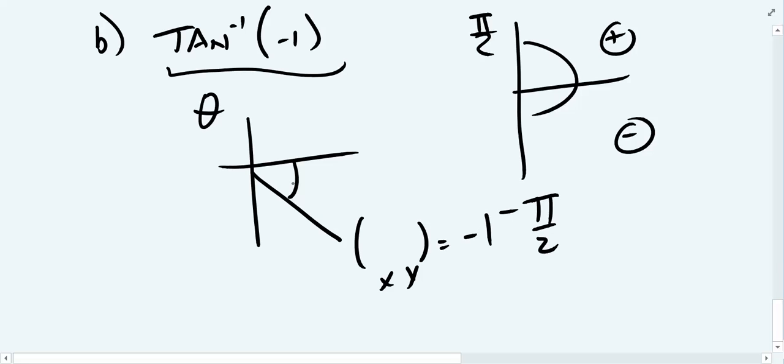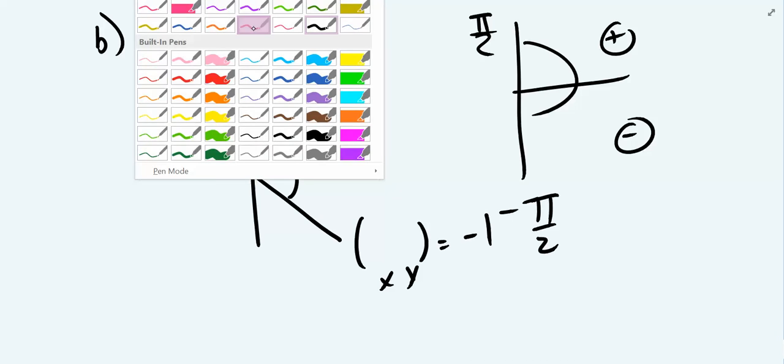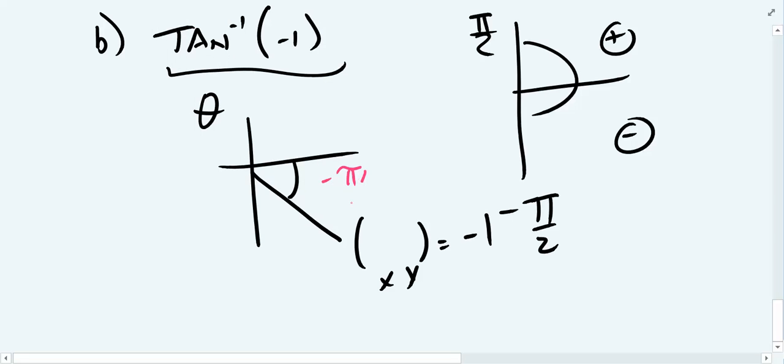The reason is because, remember, we have to stay within this domain. We are not allowed to do this. We're not allowed to swing out and back down. Right? We have to stay within our domain restriction. So our answer should be negative pi over 4.